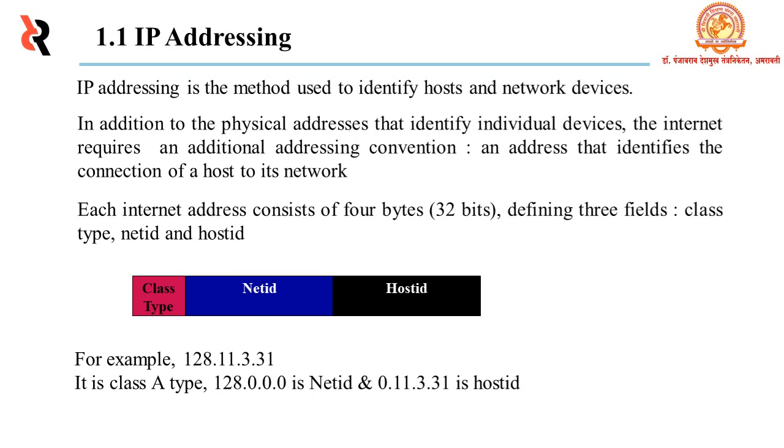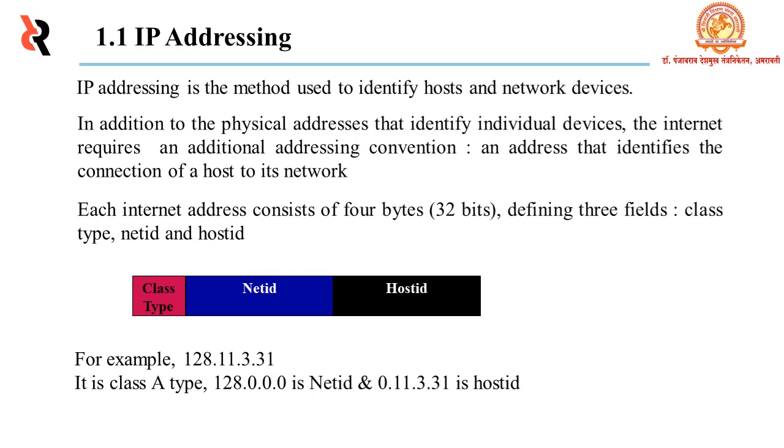All the IP version 4 addresses are 32 bits long and they are used in the source address and destination address field of the IP header. It defines three fields: class type, net ID and host ID. Class type identifies the class of the IP address. Net ID identifies the network on which a host computer can be found. Host ID identifies a specific device on the network indicated by the network ID.